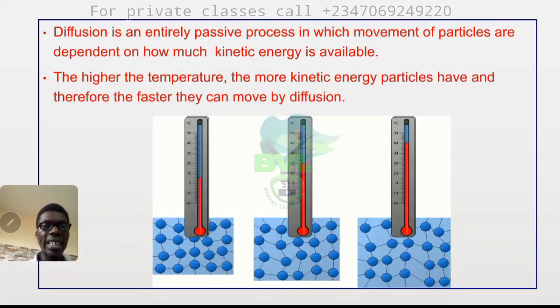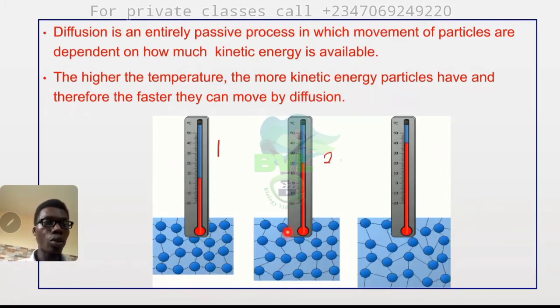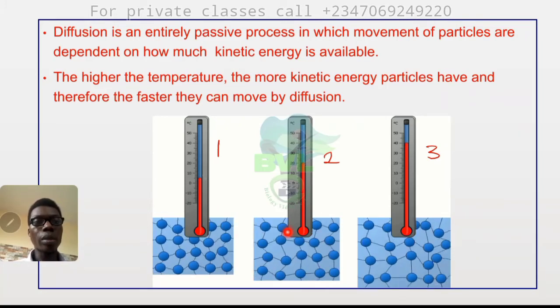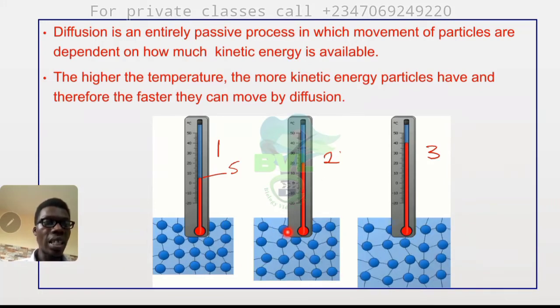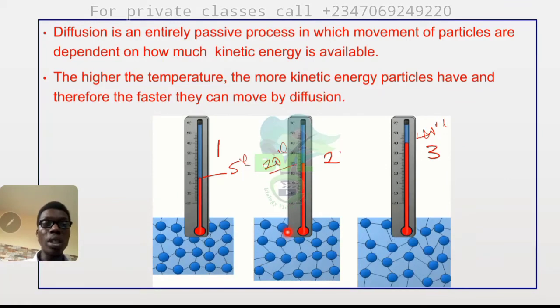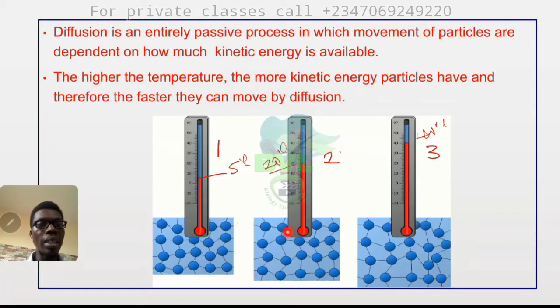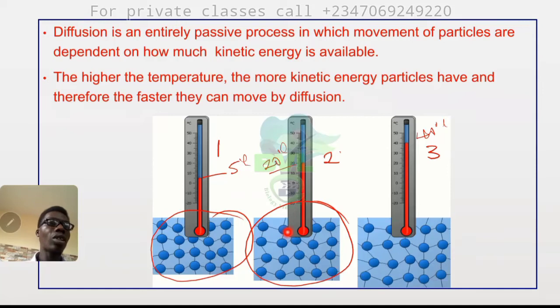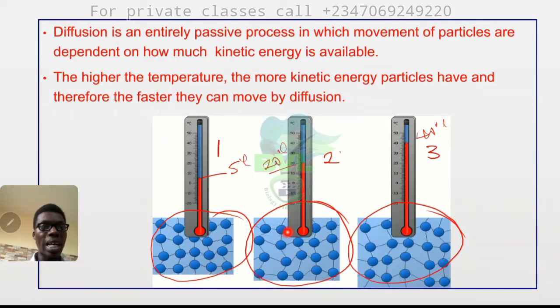So in this instance, let me call this 1, 2, and 3. You see that in 1, the temperature is maybe 5 degrees Celsius. In 2, it is about 20 degrees Celsius. In 3, it is about 40 degrees Celsius. Now, looking at the molecules in which these substances are found, you will see there is lesser movement here in 5. The movement has increased in 20 degrees Celsius. Now it is massive in the 40 degrees Celsius.